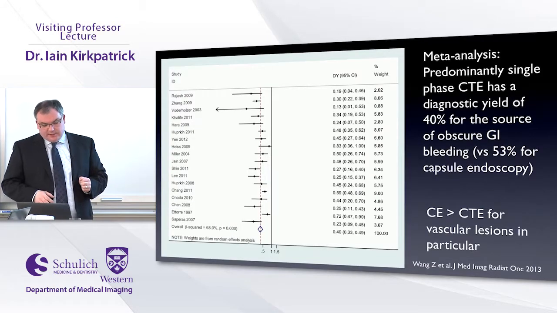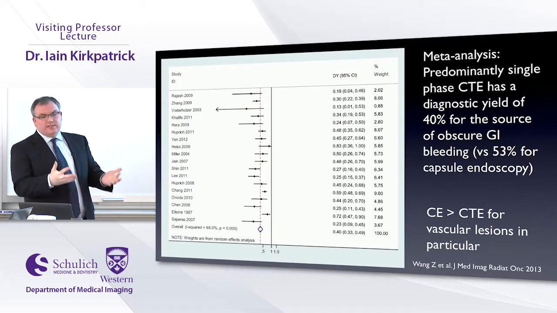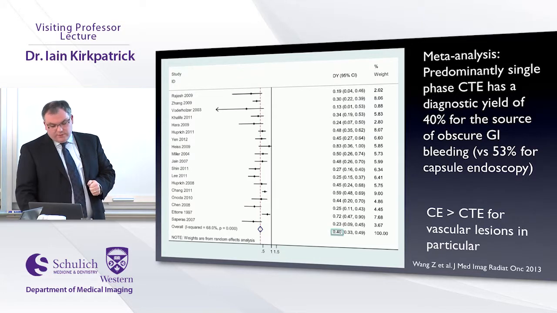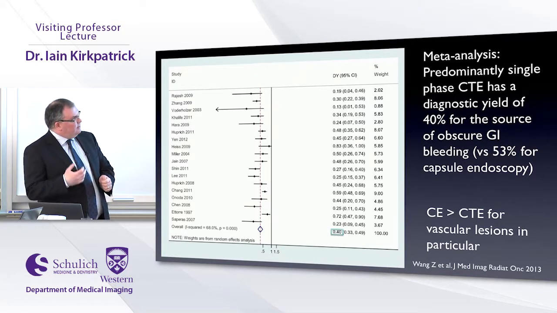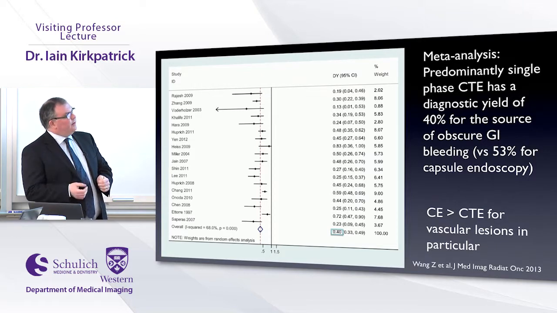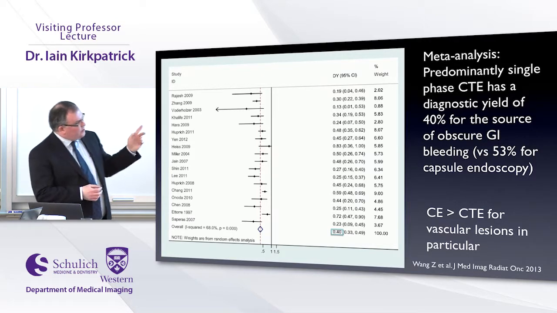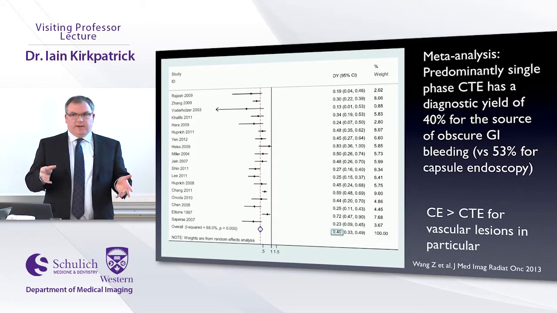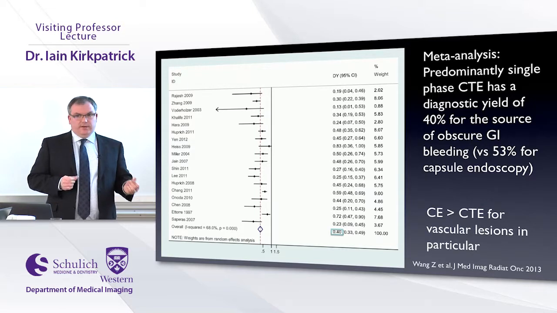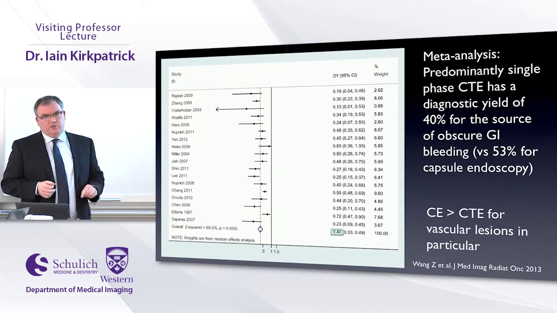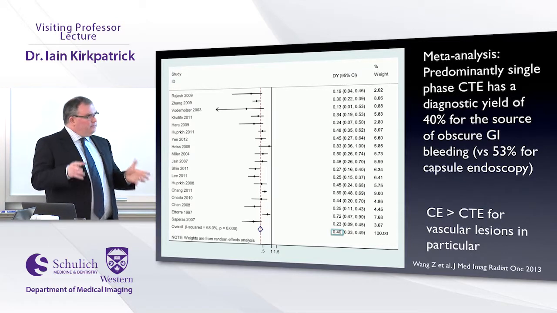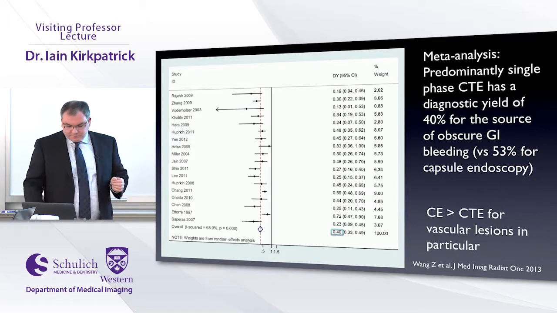And a meta-analysis done in 2013 looked at how good CT enterography was for finding the source of bleeding in these particular cases. And the answer is, well, not great. It had about a 40% yield, but the main competition, capsule endoscopy, wasn't a whole lot better. It was 53%. But there was something interesting about this. They showed that the place where CT falls down compared to capsule endoscopy is for finding vascular lesions. But the CT was actually better for finding tumors than capsule endoscopy, especially polypoid tumors. So in a way, they're a little bit complementary.